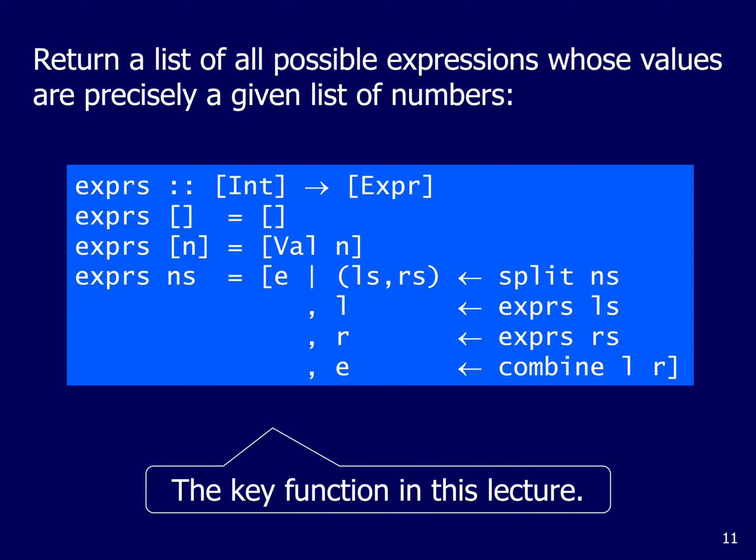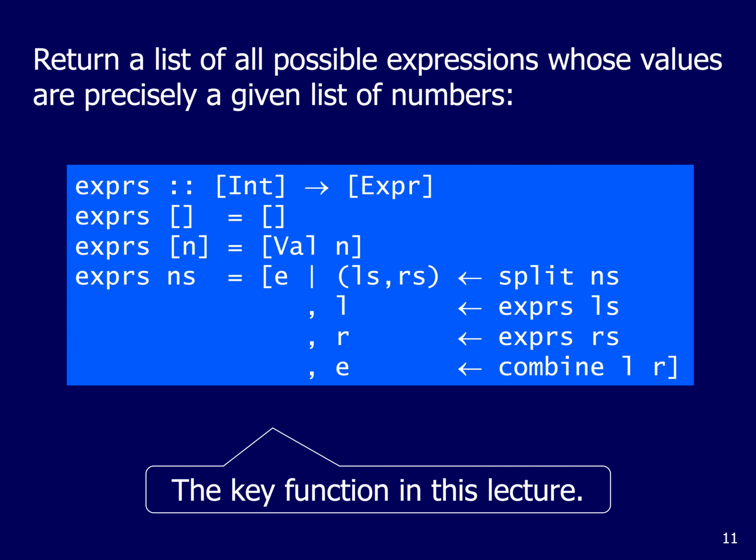Okay, so let's have a look at the different parts of the definition of the function. So the type, first of all, is very simple. Exprs takes a list of integers as its input. That's the values which we want to appear in the expressions. And then it's going to give me a list of expressions as its output. And again, those expressions will have the input numbers as the values of the expression in precisely the same order as the input list.